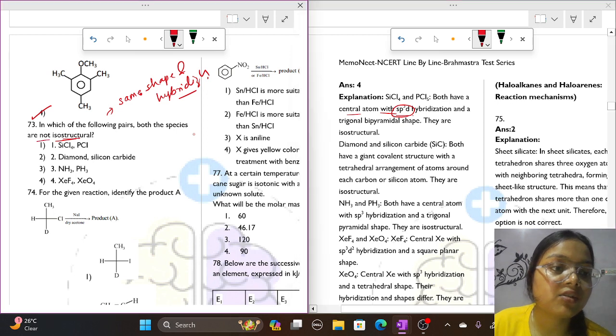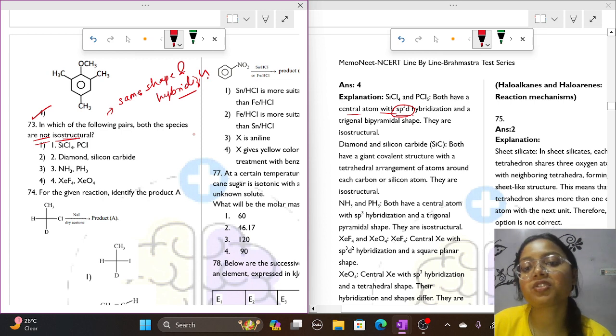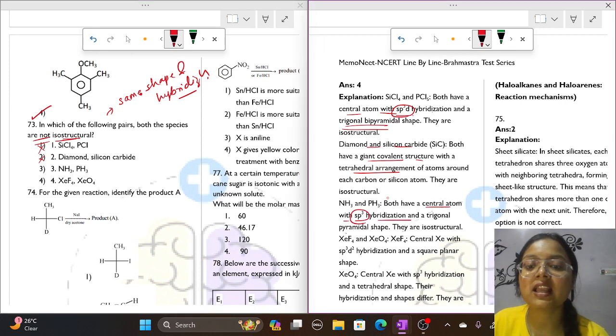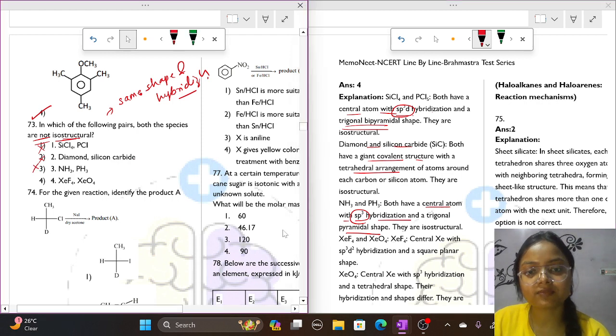Here it is given these are not isostructural, so don't forget the not in the question. Which of these is not isostructural, we have to find out. For the first one, the hybridization is same for both of them, and they both have a trigonal bipyramidal shape. So these are isostructural. Option 1 will be incorrect. Second is diamond and silicon carbide. Both have giant covalent structure and a tetrahedral arrangement, so these are also isostructural and the incorrect option. Third is NS3 and PS3. Both have central atom sp3 hybridization and a trigonal pyramidal shape, so these are also isostructural and therefore the incorrect option.